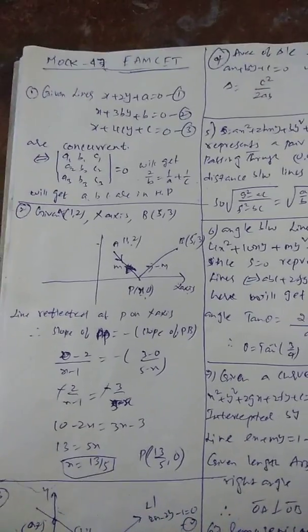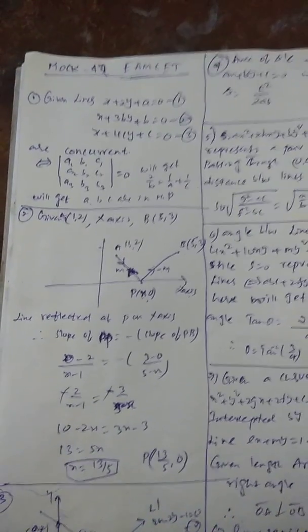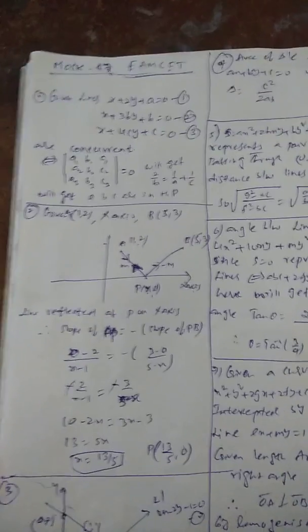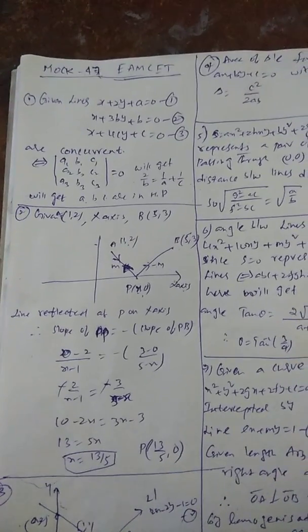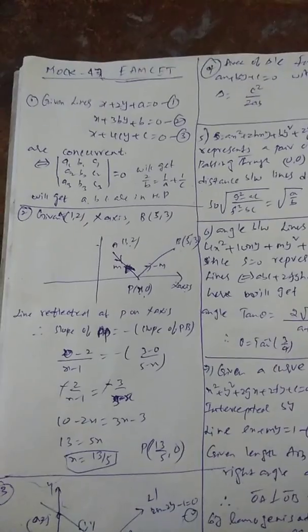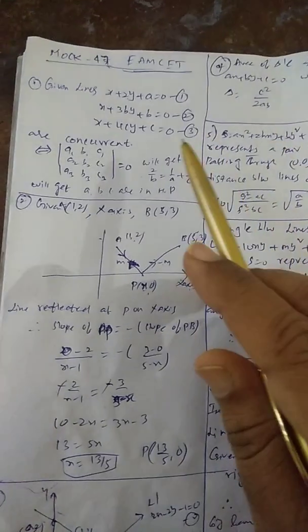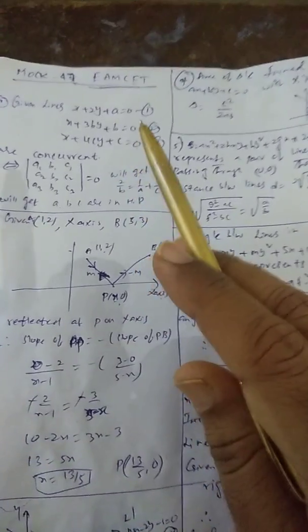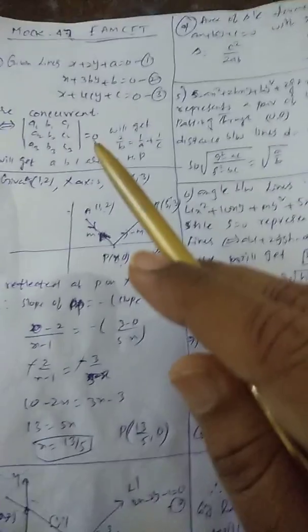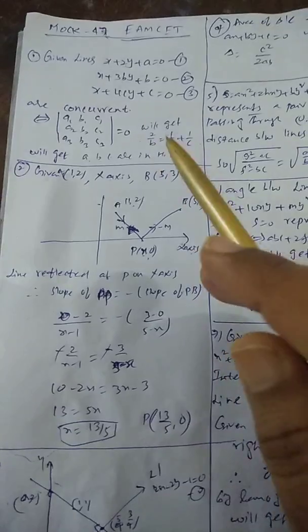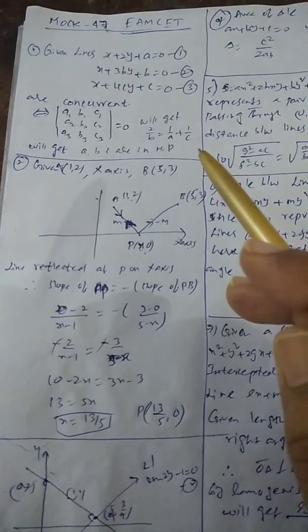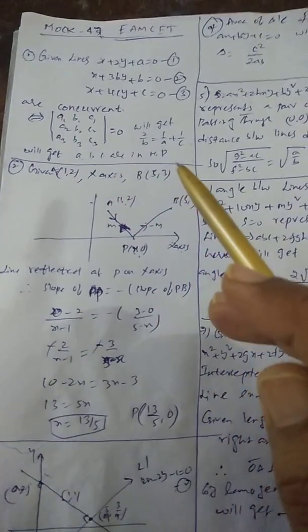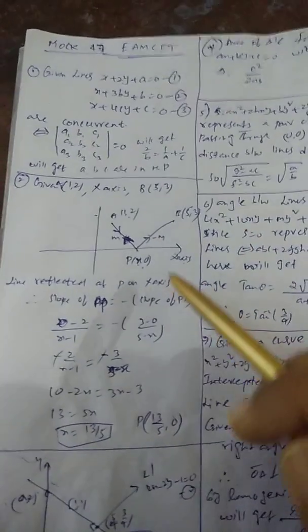Here, observe the first question. Three lines are given as concurrent lines. From the options, a, b, c are in arithmetic progression, geometric progression, or harmonic progression, or none of the above. Since the three lines are concurrent, the determinant of coefficients of x, y and constants equals 0. Solving using this, we'll get 2/b = 1/a + 1/c, so that a, b, c are in harmonic progression.